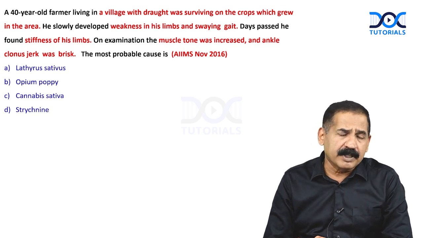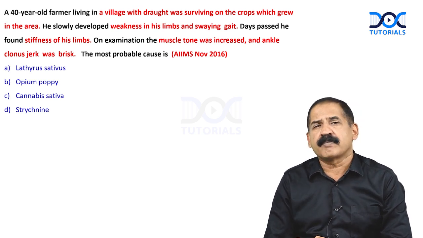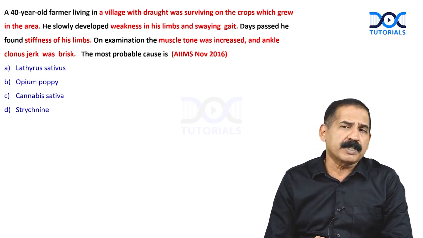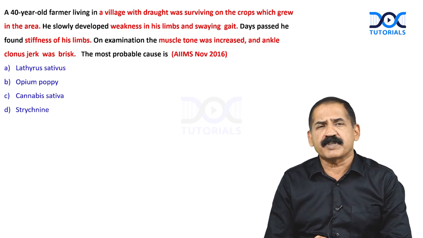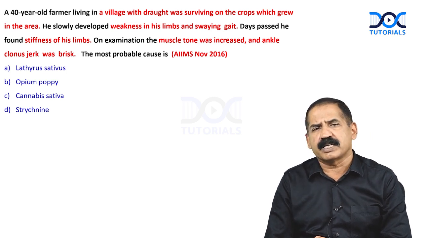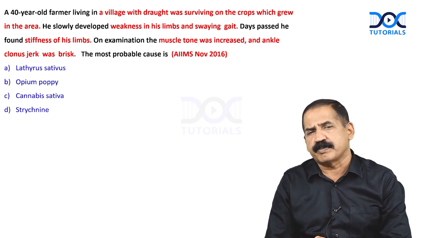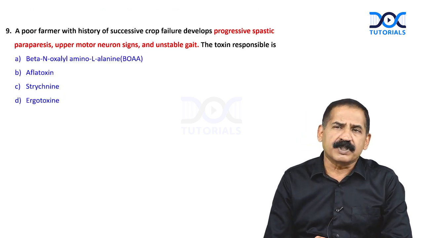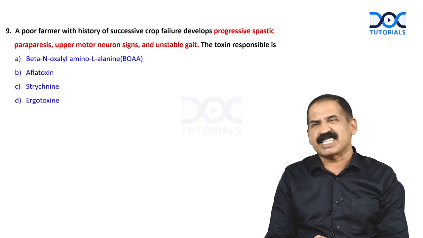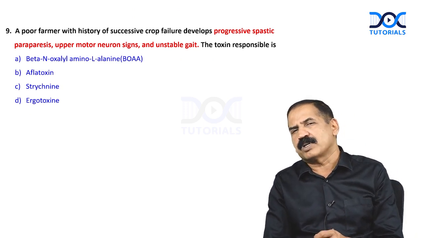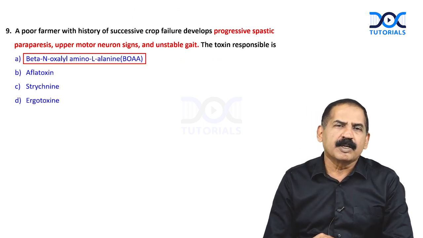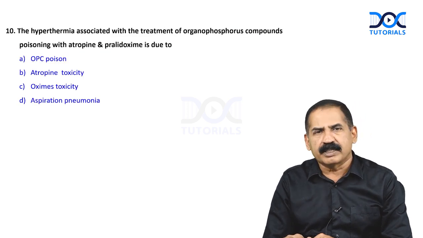Look here, it was asked in AIIMS long back. A village in drought, surviving on crops, weakness in the limbs and swaying gait, stiffness of limbs, muscle tone was increased and ankle clonus jerk was brisk. Answer is Lathyrus sativus. So here progressive spastic paraparesis, upper motor neuron signs and unstable gait. Answer is BOAA.